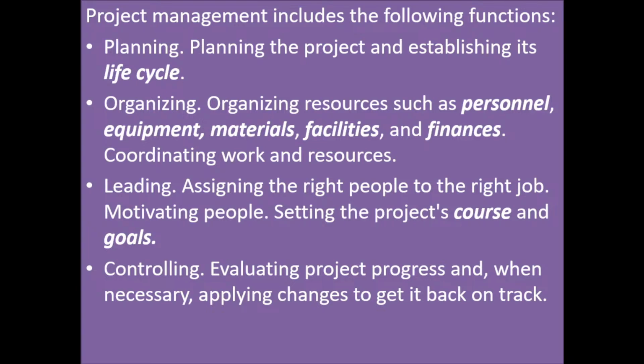So, the first function is planning. So, you plan to establish the cycle. The second one is what? Organizing. And when you are organizing, it means you are organizing resources such as personnel, equipment, material, facilities, and finance. At the same time, you are coordinating works and resources. The third function is what? Leading. And when you are leading, we mean you are assigning the right people to the right job. Did we say you should assign your fellowship member to the job? Do we say you should assign your umunna, meaning your kindred, your family and friends, to the job? We say you should do what? Assign the right people to the right job.